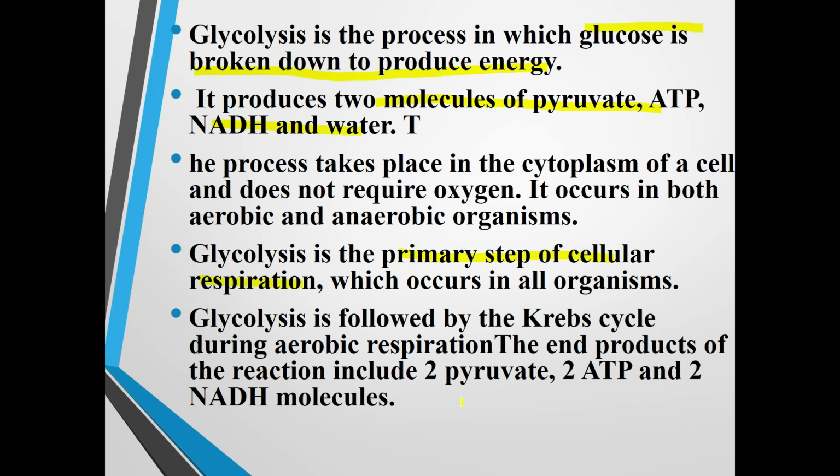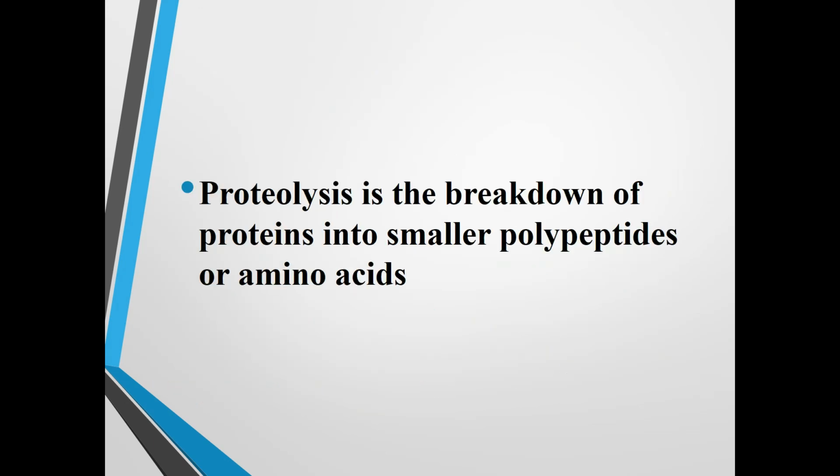So glycolysis is followed by the Krebs cycle during aerobic respiration. The end products of glycolysis are 2 molecules of pyruvate, 2 ATP and 2 NADH molecules. What is proteolysis? It is a breakdown of protein. Lysis means breakdown, so the breakdown of proteins into smaller polypeptides or amino acids.